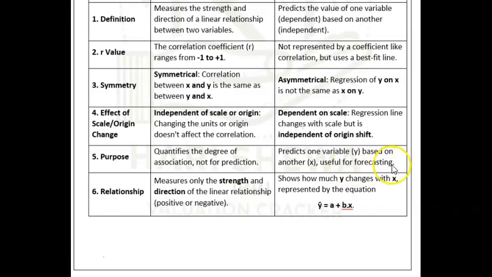Useful for forecasting. Relationship: correlation measures only the strength and direction of the linear relationship, positive or negative. However, regression shows how much y changes with x, represented by the equation y = a + bx.